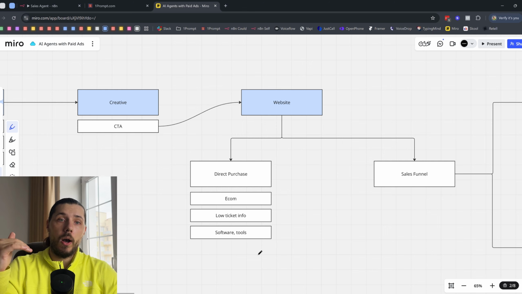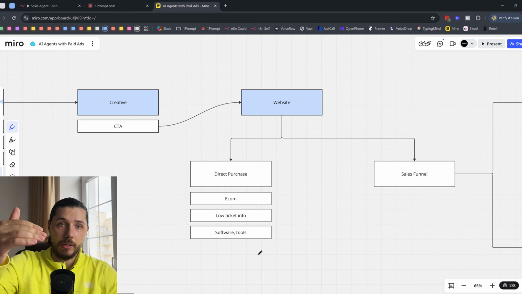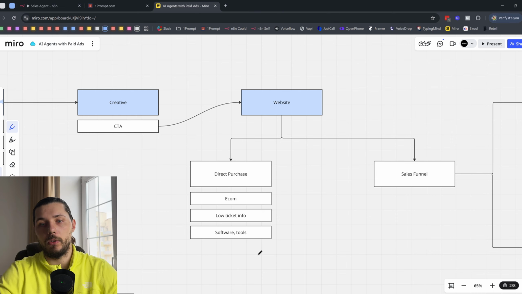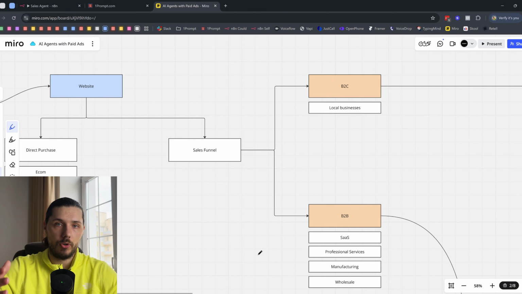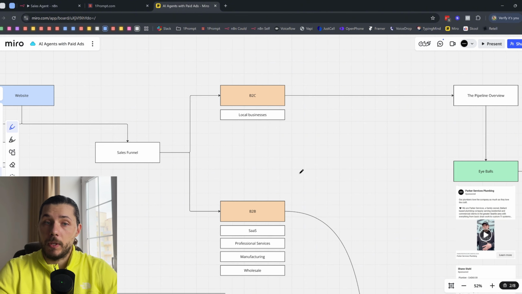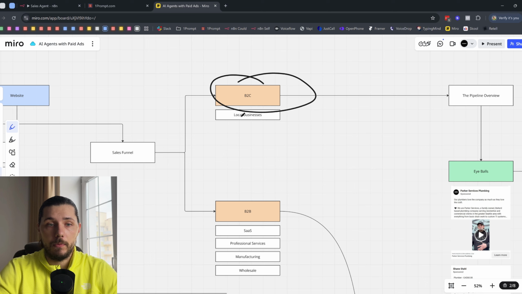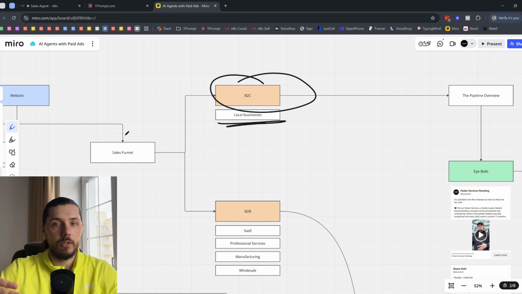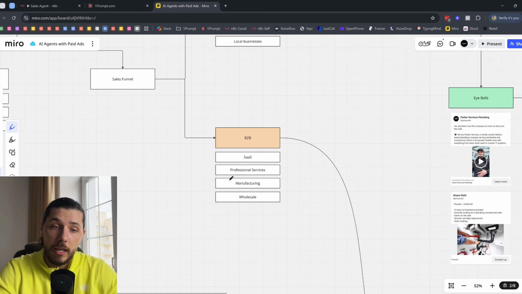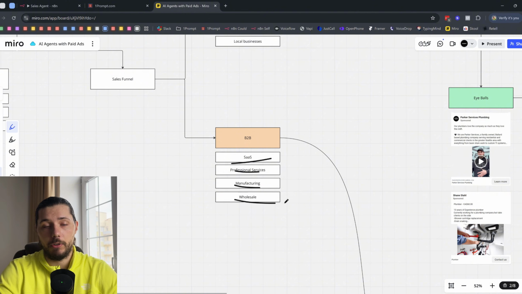Or after the person lands at the website, there is a whole sales funnel structure needed to make sure that the prospect is qualified and nurture him further. Depending on the business type, if it's B2C, for example, these are the local businesses where you can order the service right away, but usually you cannot pay because you need to be asked a few questions to make sure that it's going to be a good fit. For B2B, because the checks are higher, like software, professional services, manufacturer, wholesale, there is a whole other pipeline.